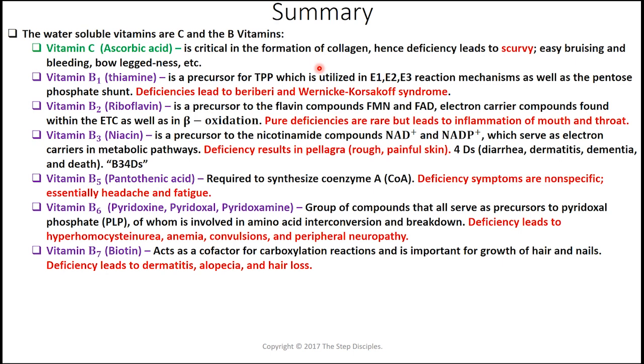Vitamin B7, or biotin, acts as the cofactor for carboxylation reactions and is important for the growth of hair and nails. Deficiency leads to dermatitis, alopecia, and hair loss.